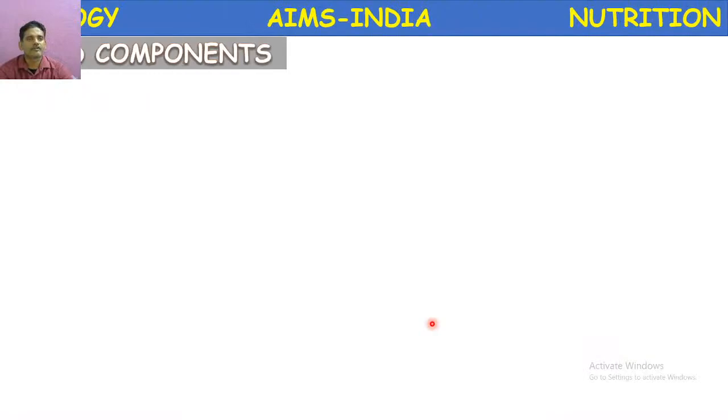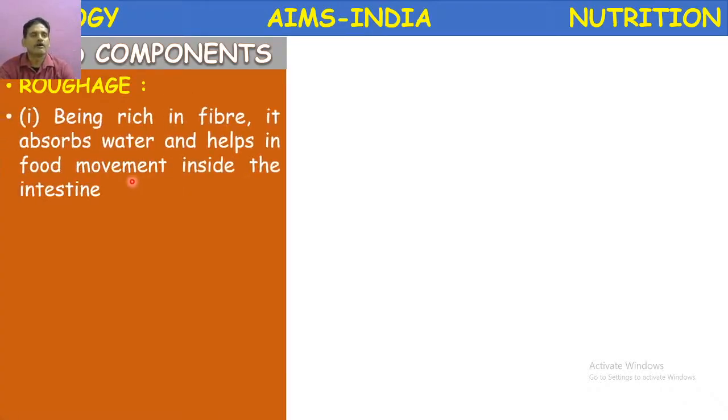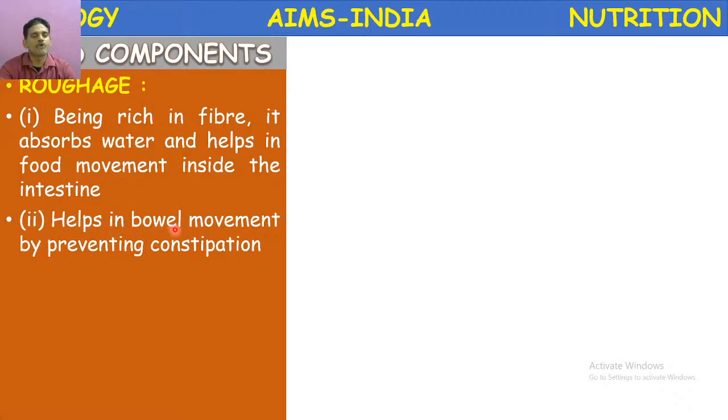Next, let us proceed to another important food component, roughage. What is roughage or dietary fiber? It is also called dietary fiber. Being rich in fiber, it absorbs water and helps in food movement inside the intestine. The functions of roughage: the first function, it is rich in fiber, it absorbs water and helps in food movement inside the intestine. And it also helps in bowel movement by preventing constipation.